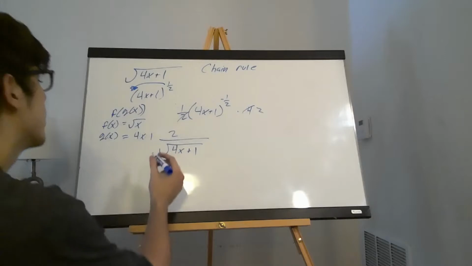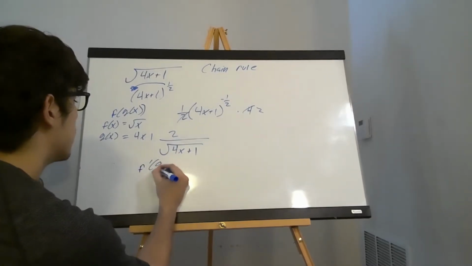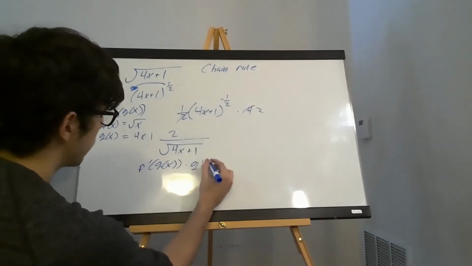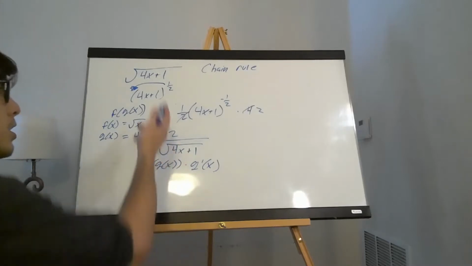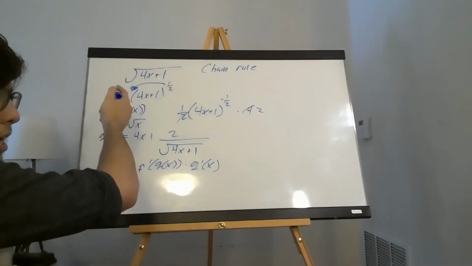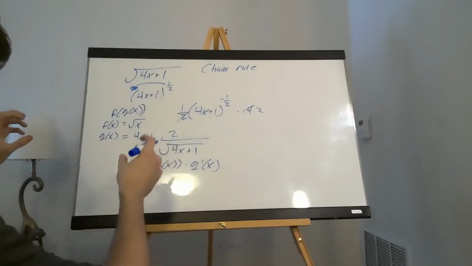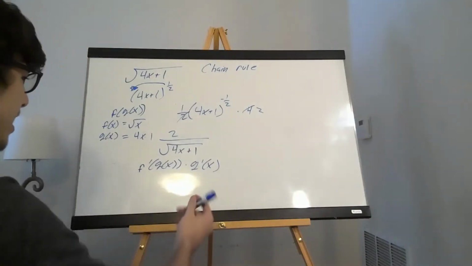But the process that I used here is we did f prime of g of x times g prime of x. Or you could say derivative of the outside, leave the inside alone, and then times the derivative of the inside.